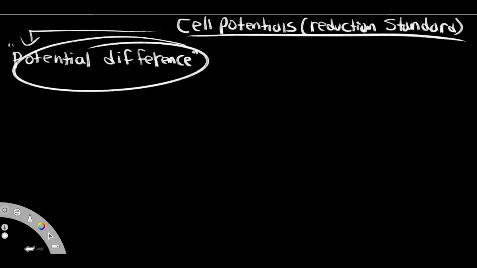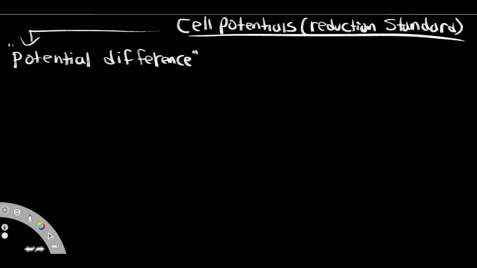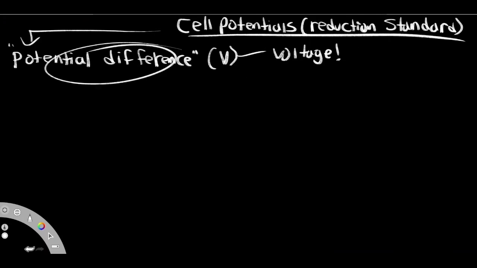Now, this should be quite familiar to you, especially from your junior grades. You should understand that potential difference is abbreviated as V. Now, V is also known as voltage. So really, they're the same thing. Voltage and potential difference are honestly synonymous.